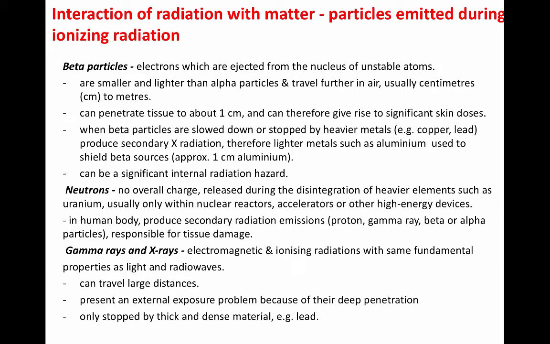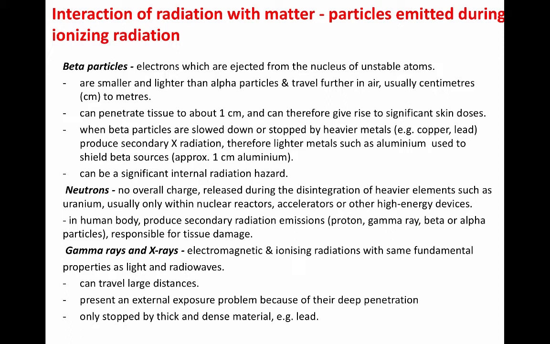Beta particles consist of electrons which are ejected from the nucleus of unstable atoms. They are smaller and lighter than alpha particles, although they carry less energy, and they therefore can travel further in air, usually centimeters to meters. These particles can penetrate to tissue about 1 centimeter deep and can therefore give rise to significant skin doses.